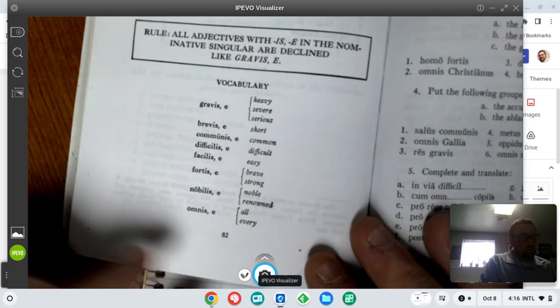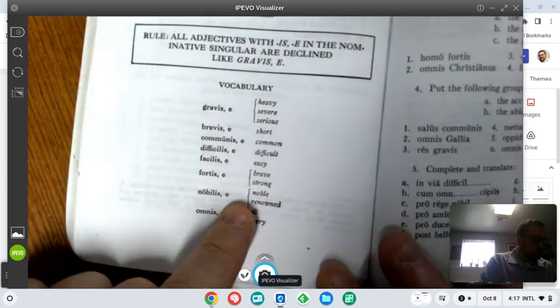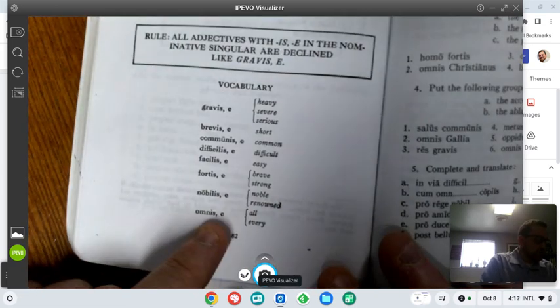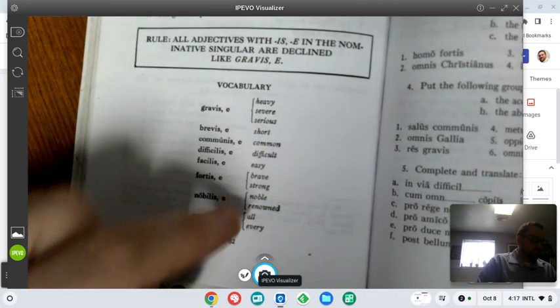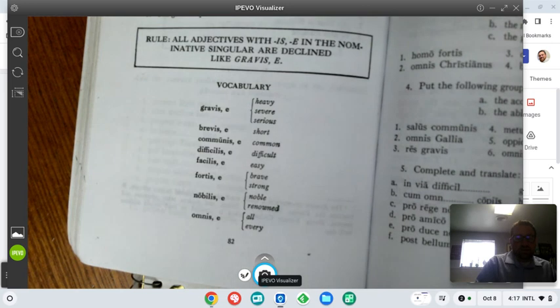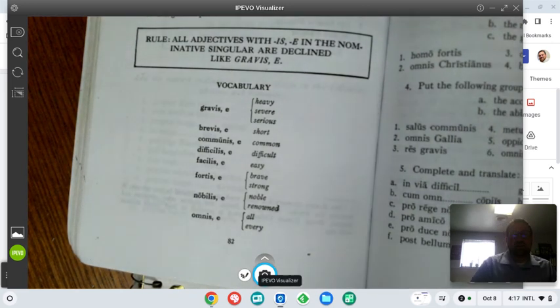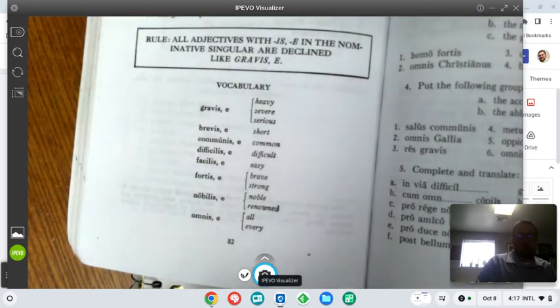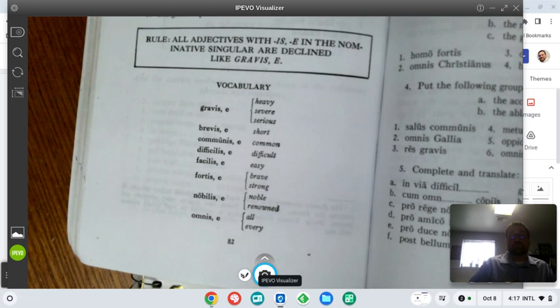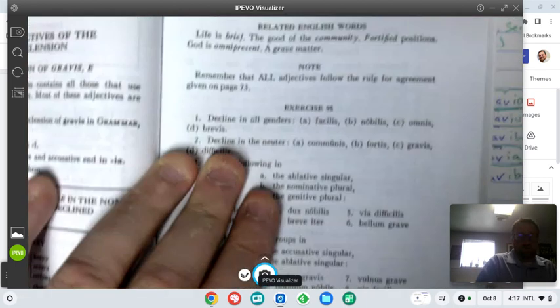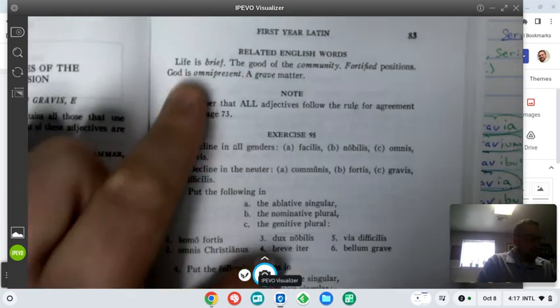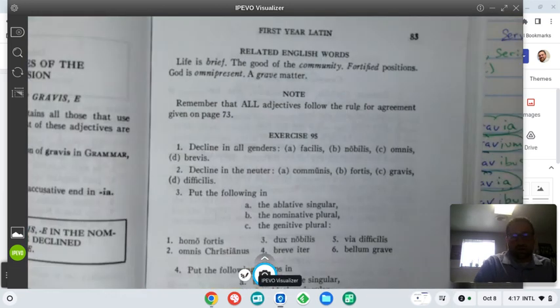They're the same word. Nobilis, nobile, noble or renowned. Omnis, omne means all or every. On the singular side, it means all, because like all of something. But anytime we're doing the plural side of the chart, it'll mean every something. So it can mean all of a singular thing, or it can mean every of a plural thing. Okay, and then here are some derivatives. You get quite a lot. Life is brief. We get the word brief from brevis, breve.